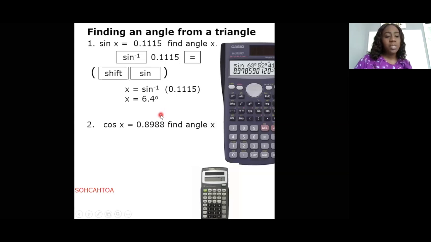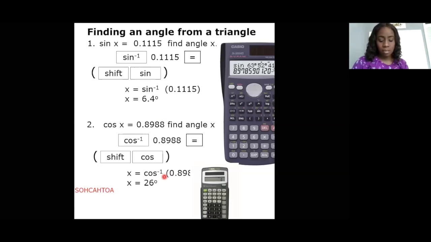All right, so let's pull this up. So that is 0.8988. And I want to do second function, that's cosine. Yeah, 25.99999 turns to 26.0. Okay? That should be 26.0.